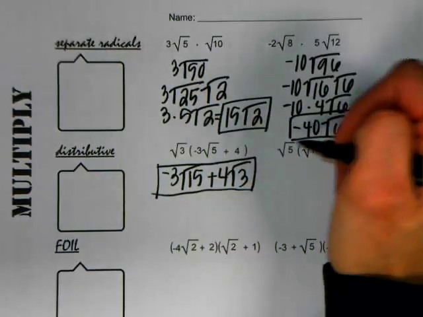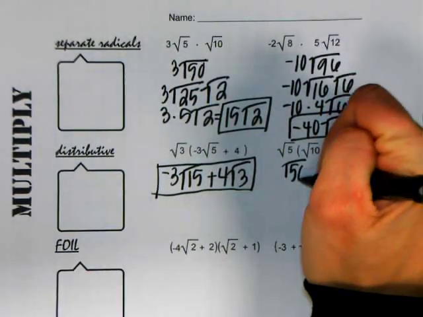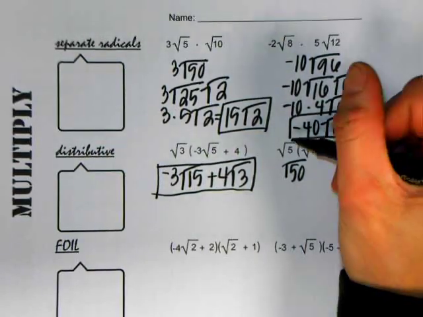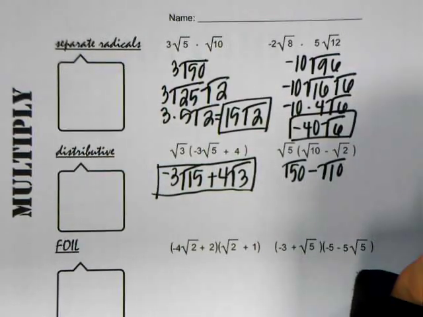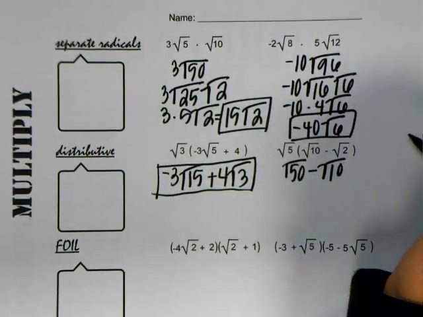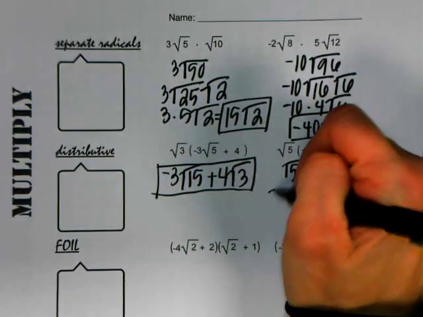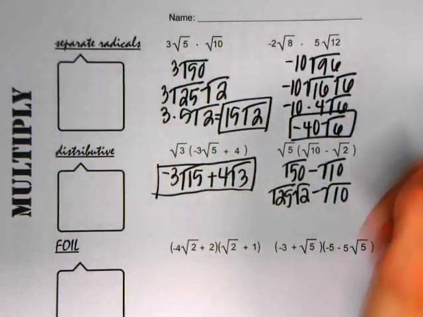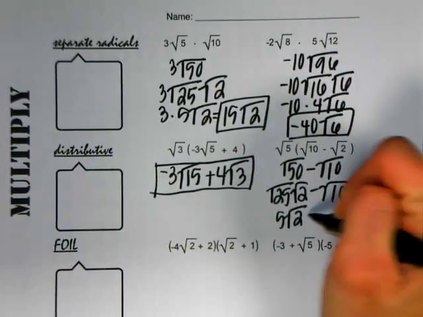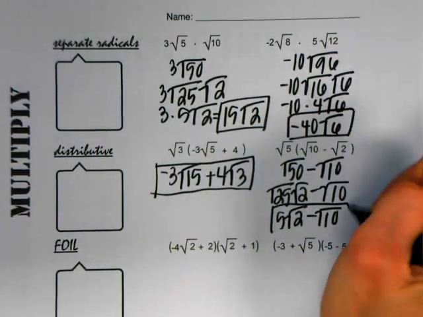The next one, radical 5 times radical 10 is radical 50. Radical 5 times radical 2 is negative radical 10. You can break down 50. So 25 times 2. 10 you cannot. So 5 radical 2 minus radical 10, and you're done there.